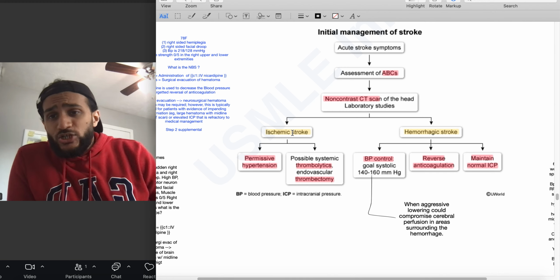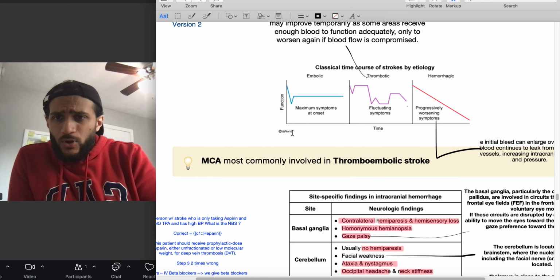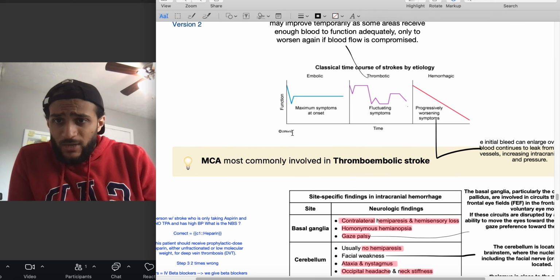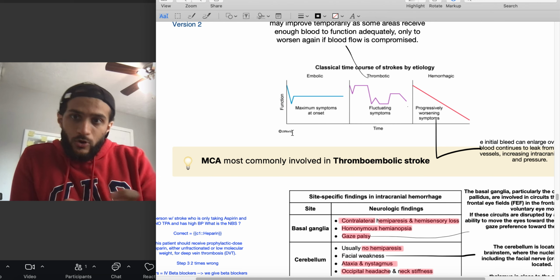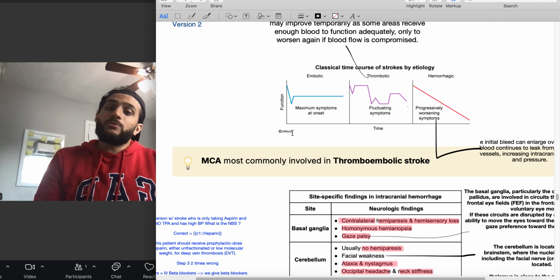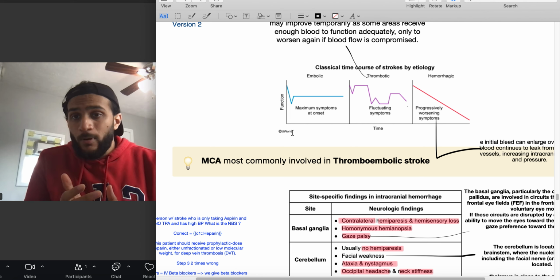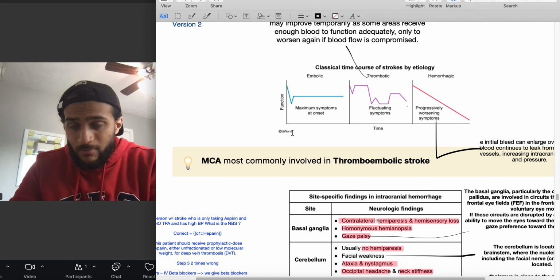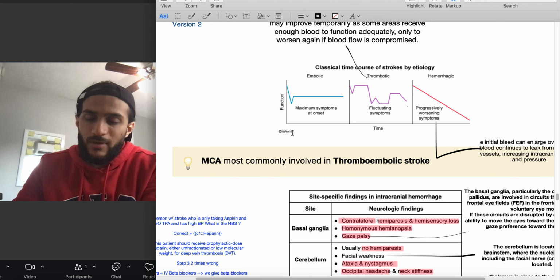How do we want to manage stroke? Essentially, the way we want to manage stroke is this way. If it's ischemic, first of all, do your ABCs, then do a non-contrast CT, not a contrast, a non-contrast CT. Then we can allow permissive blood pressure, and once we have allowed that, we can either do thrombolysis or a thrombectomy.